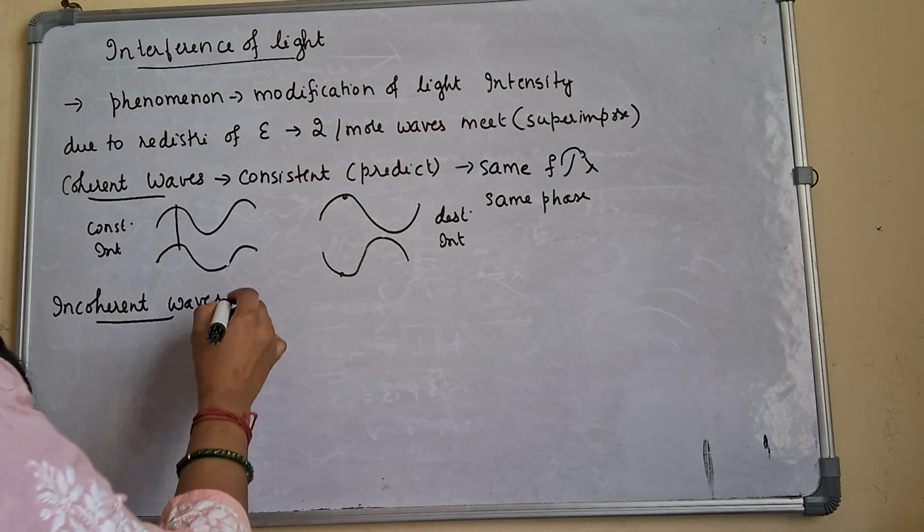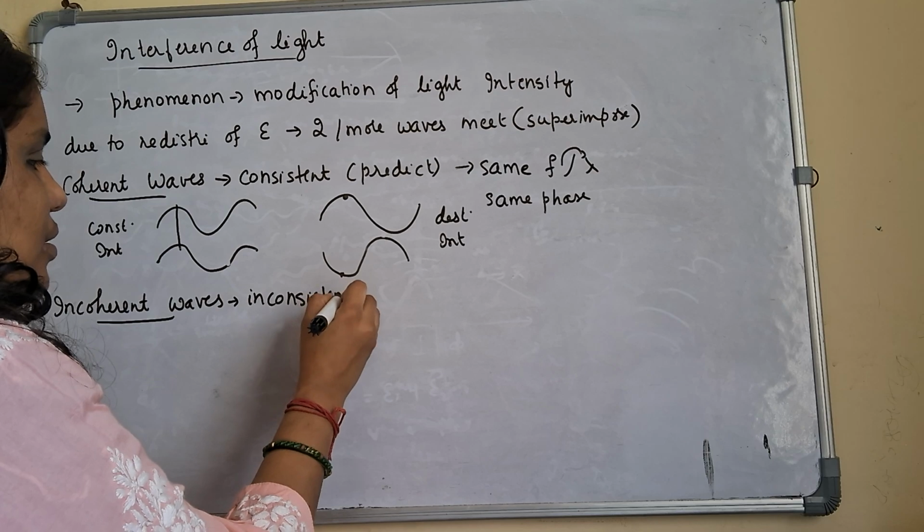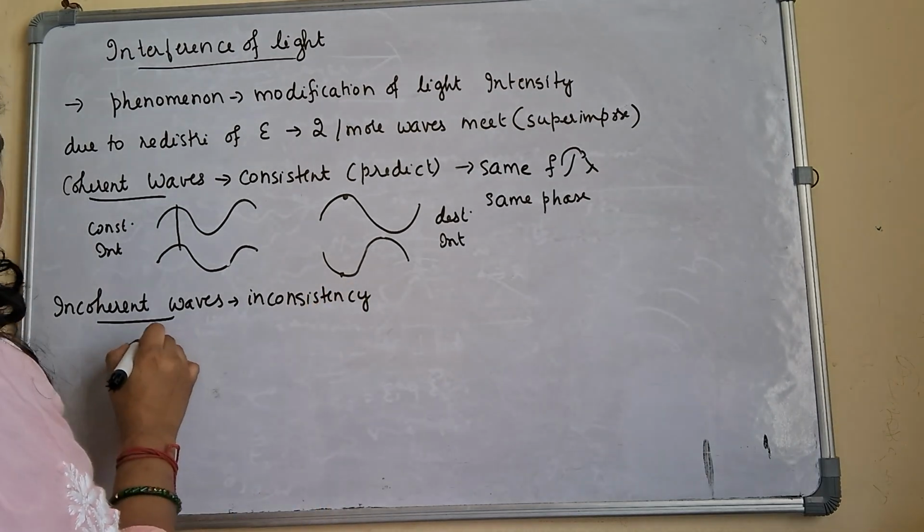Let us now talk about incoherent waves. Incoherent waves means there is inconsistency. See, let us say there are two waves.